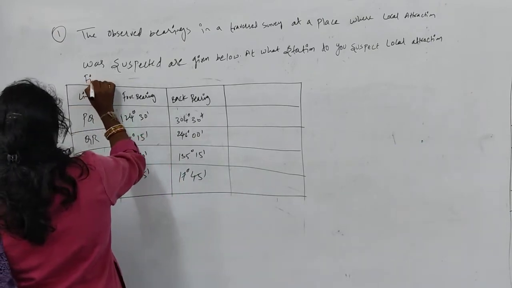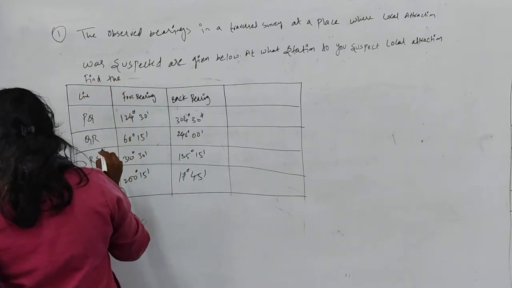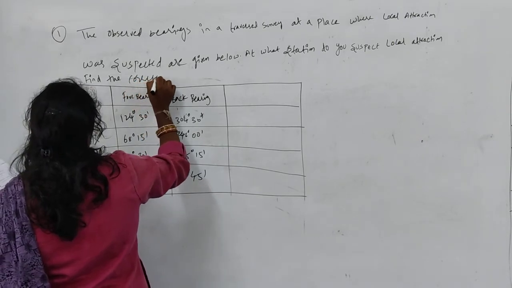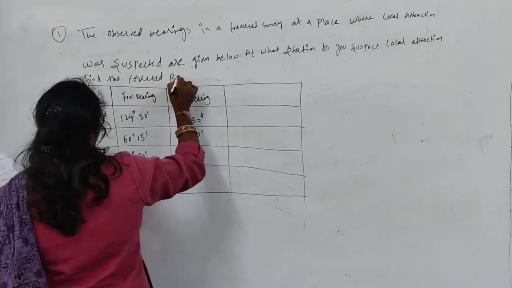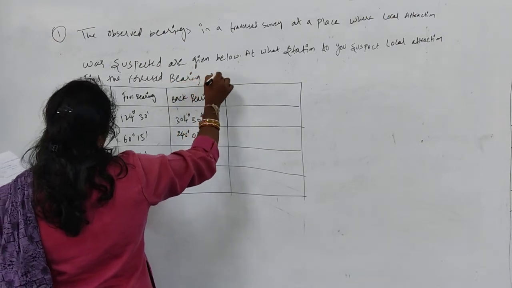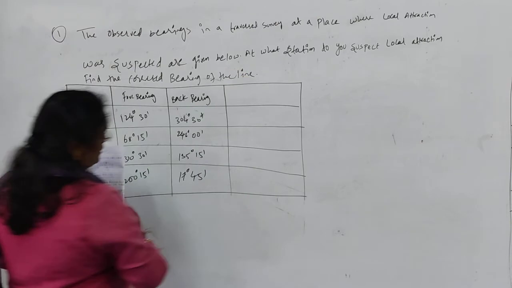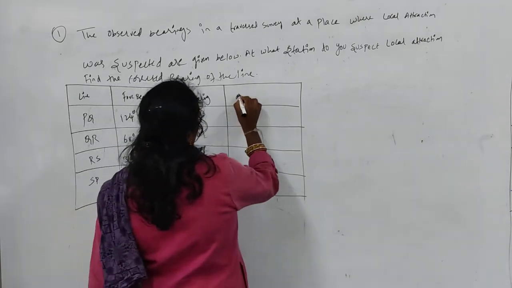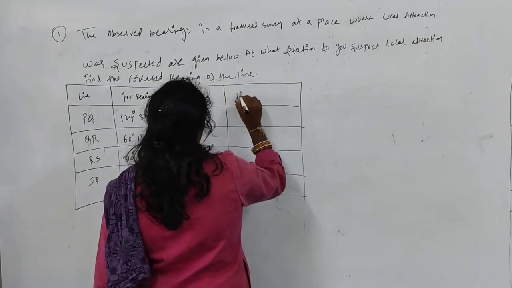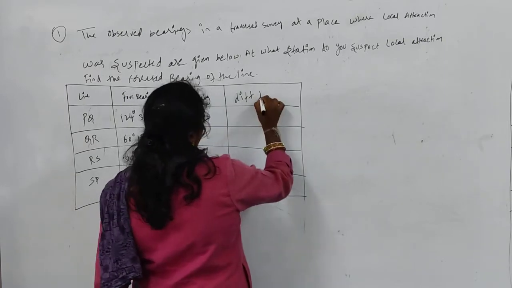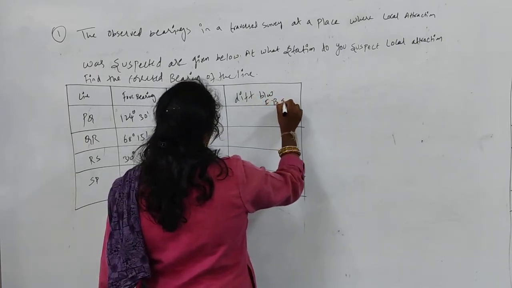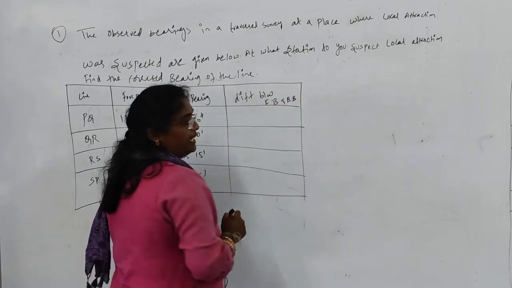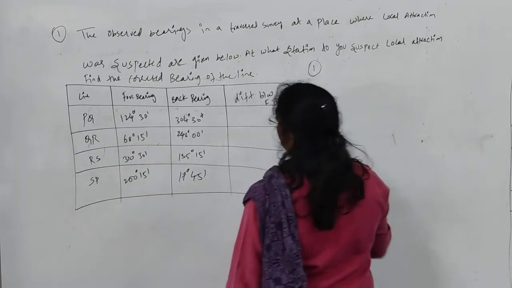Find the corrected bearing of the line. So what he is asking here, he is asking us to find which station is affected by the local attraction. I request everyone to open your calcs and calculate this one. Difference between forebearing and back bearing. What will be the first one here?